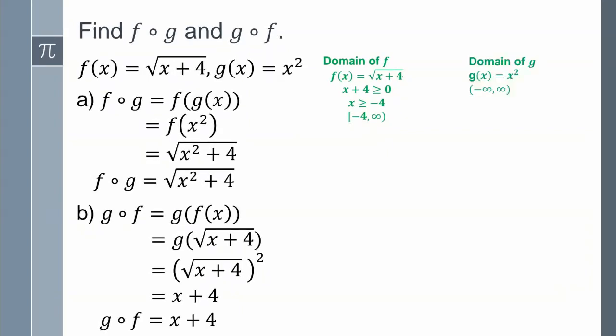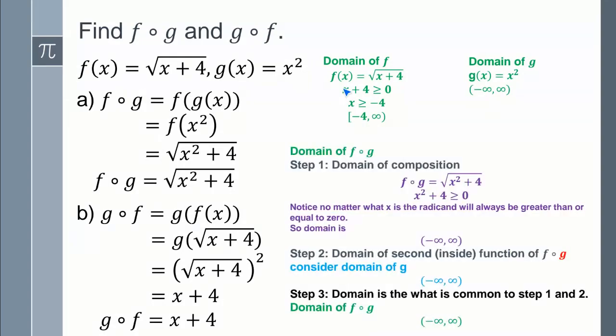And now let's look at g. g of x is x squared. I don't have a fraction, I don't have a square root, and I don't have logarithms. So that means my domain is negative infinity to positive infinity. So letter C in this problem wanted the domain of your composition. Here we got our answer, f composed of g, the square root of x squared plus 4, and we want to find the domain of this composition.